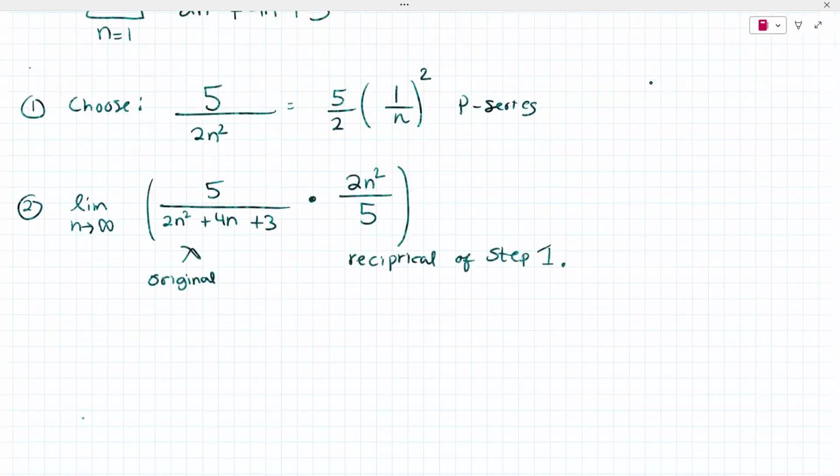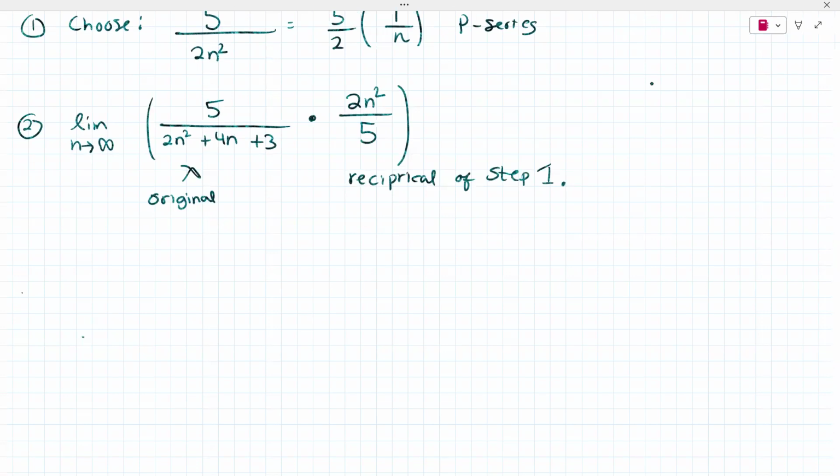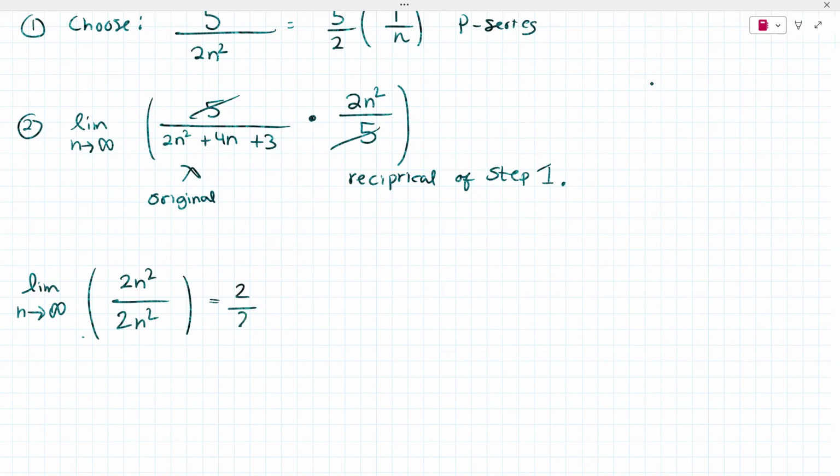Okay, so it's going to be the limit as n approaches infinity. And you clean this up. The highest term on the top is 2n squared, and the highest term on the bottom is also 2n squared, and the 5 cancels. Then 2n squared over 2n squared is like 2 over 2, which is 1. 1 is technically a positive, tangible number.